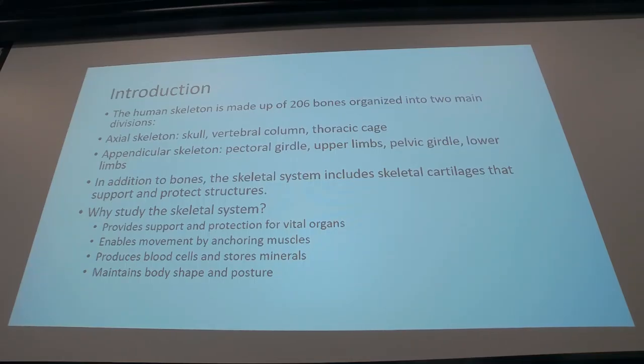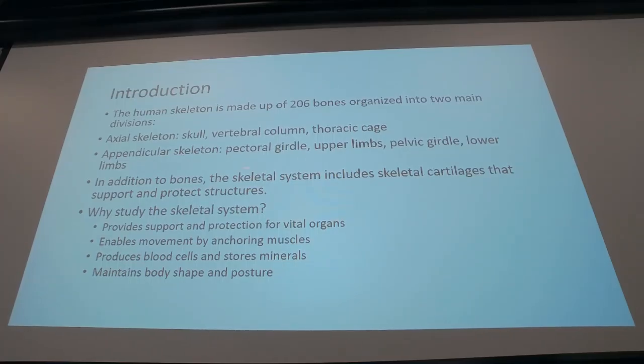Then the function of these varies. The axial skeleton is mostly protective. For instance, the skull protects our brain, the vertebral column protects our spinal cord, and the bones of the thoracic cavity protect the heart, the lungs, vital organs. The bones of the appendicular skeleton help us to move. So they have different functions.